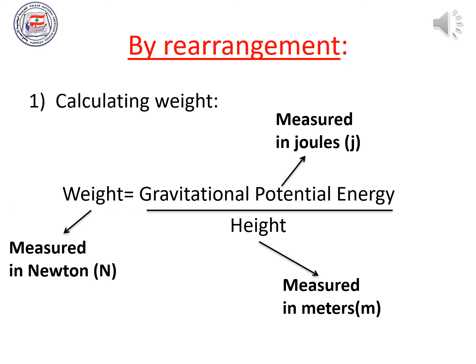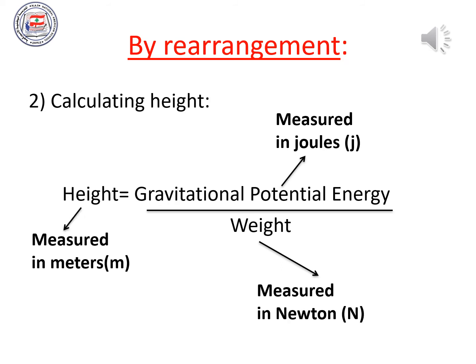By rearrangement of gravitational potential energy's equation, we can calculate weight if we know gravitational potential energy and height. So the weight of an object is equal to the gravitational potential energy over the height of the object. Weight is measured in newtons, height in meters, and energy is in joules, of course. Also, by rearrangement, we can calculate the height of an object if we know its weight and gravitational potential energy. So the height of an object is equal to gravitational potential energy over weight. Height is measured in meters, energy in joules, and weight in newtons.